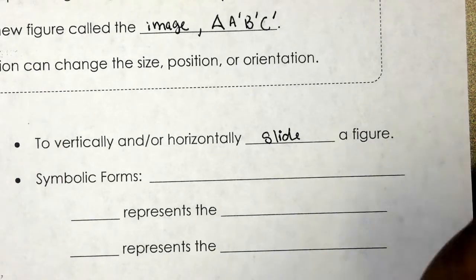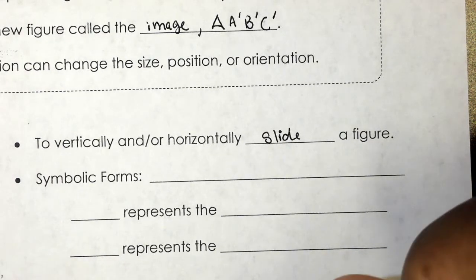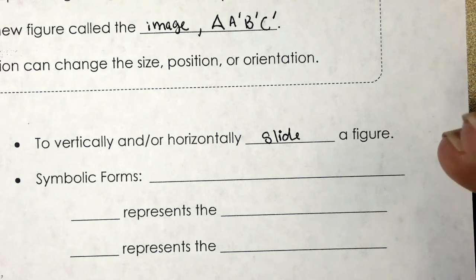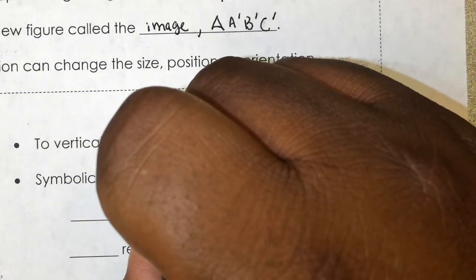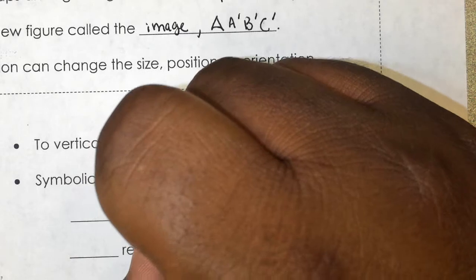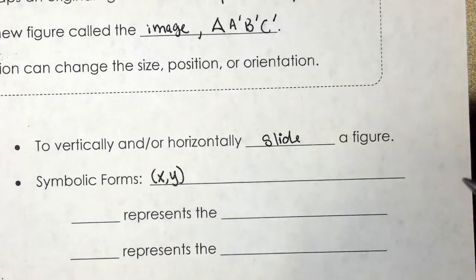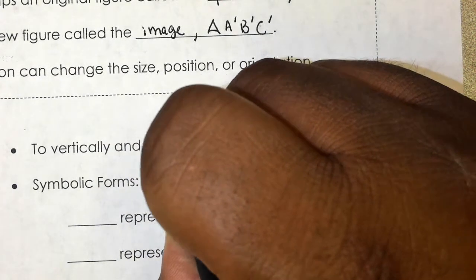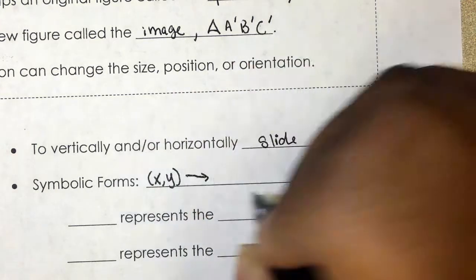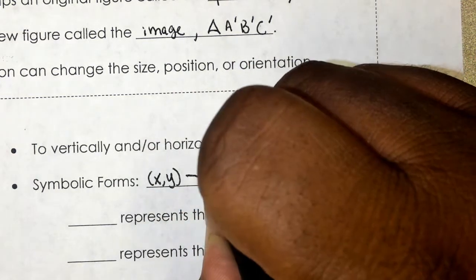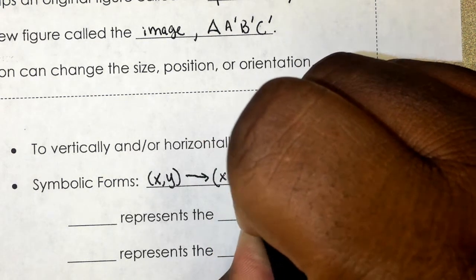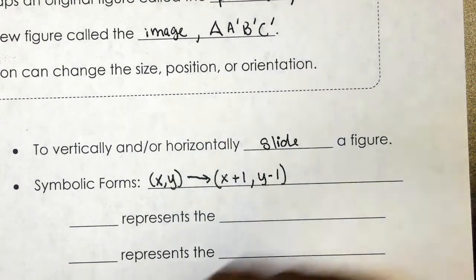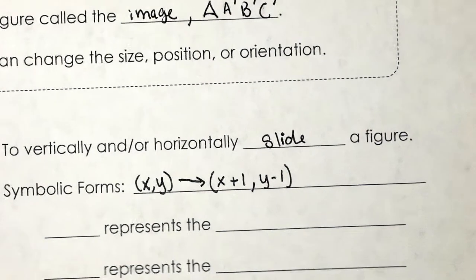There are two symbolic forms I'm going to show you for transformations. The first one is called map notation. It's just a mapping rule. It's going to have your original coordinates for your original image, your X and Y. It's going to tell you how you're going to change them for a translation. It's going to show an arrow. And then an example could be (x, y) arrow (x plus 1, y minus 1). This is a mapping rule for translation.